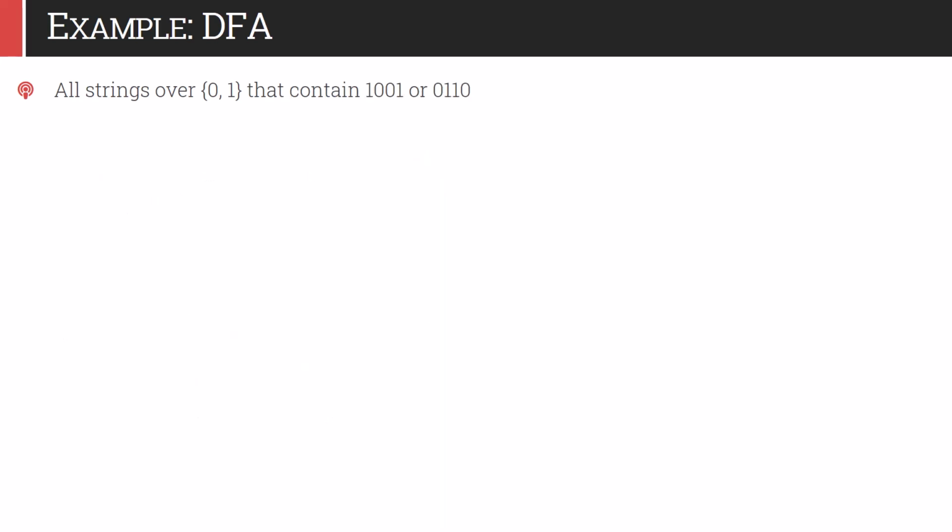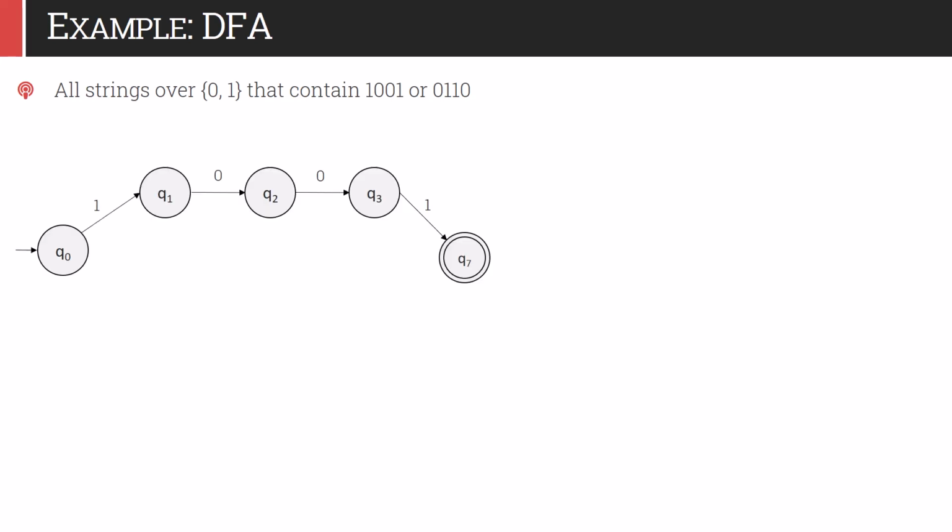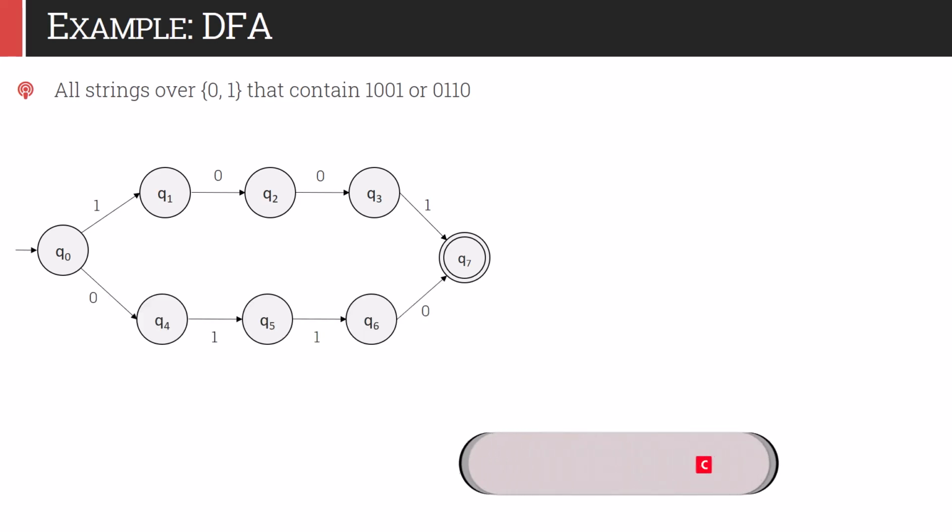All strings over 0, 1 that contain 1001 or 0110. So the string should have 1001 as a part of it or 0110 as a part of it. So first we'll draw a DFA for 1001 or 0110. Now we will adjust all possible arcs of both the symbols for all the states.